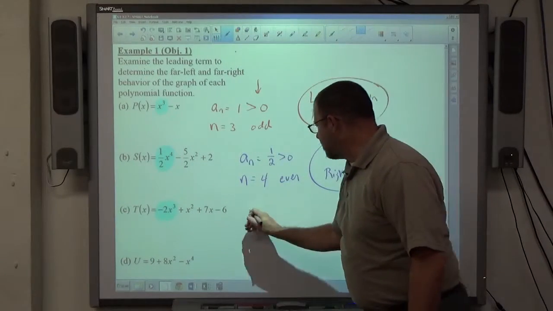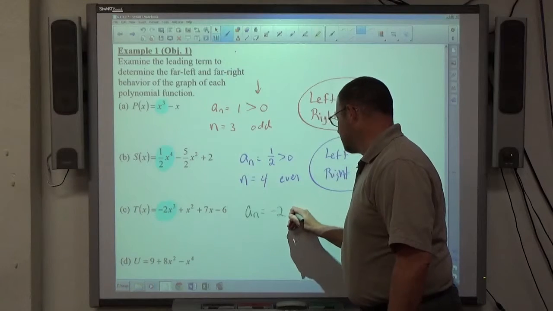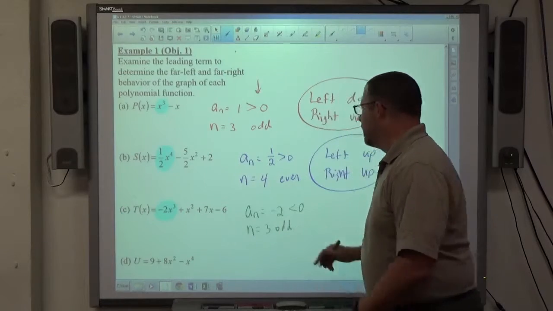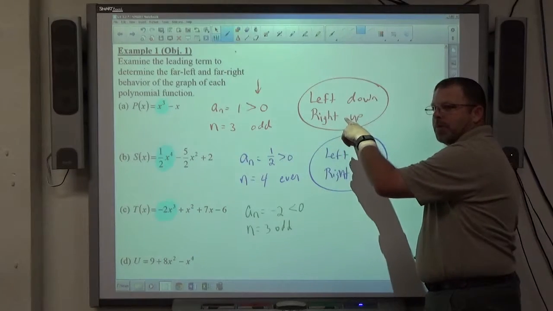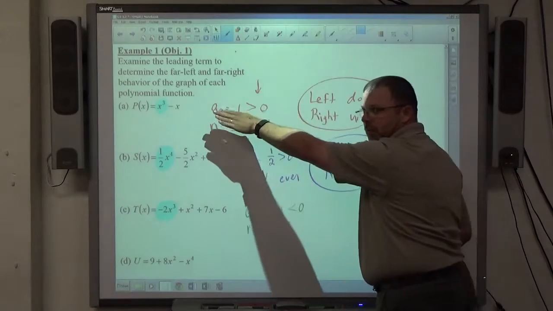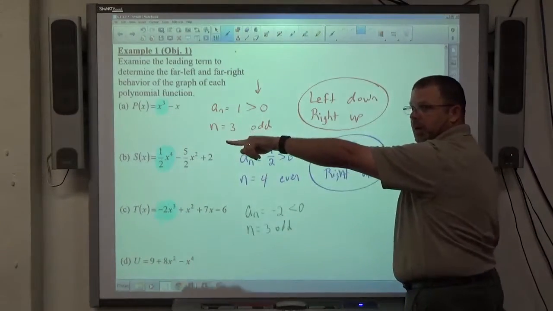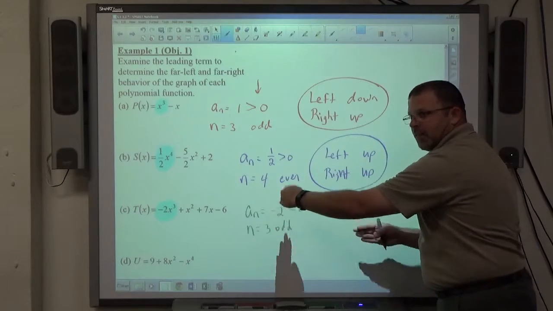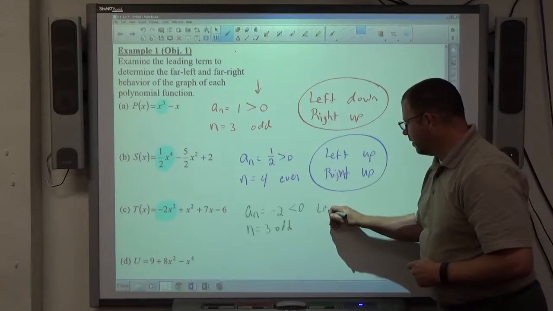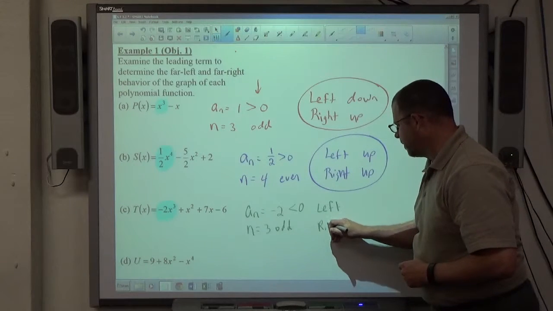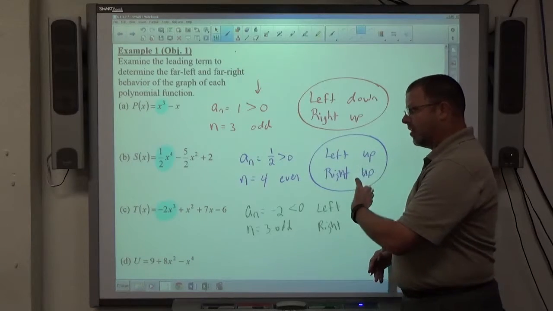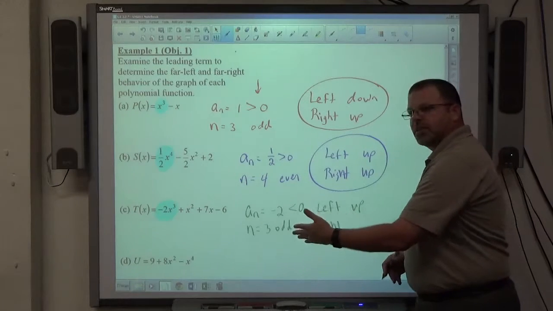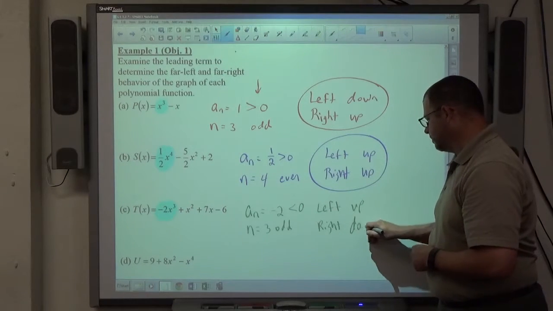And for negative 2x cubed, a sub n this time is equal to negative 2, which is less than 0, and n is equal to 3, which is odd. And again, this is what normally happens for an odd power. Normally, if a sub n is positive, go big negative, it goes big negative; go big positive, it goes big positive. When a sub n is negative, it switches the normal. So as x gets extremely large negative, the function is going to go up. As x gets extremely large positive, the function is going to go down.